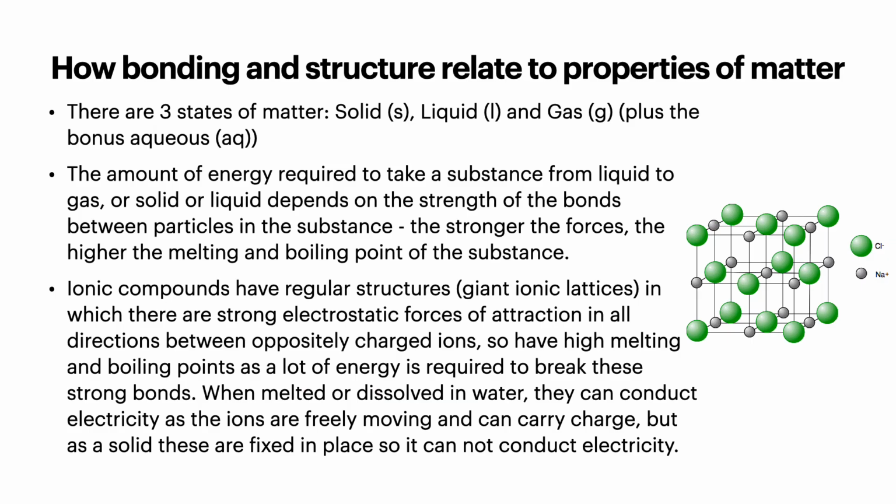But how does the bonding and structure relate to properties of matter? We've got 3 states of matter: solid, liquid, and gas, plus the bonus aqueous, and you've got the state symbols as well, which are useful to know. So you've got S for solid, L for liquid, and G for gas, plus aqueous, so AQ.